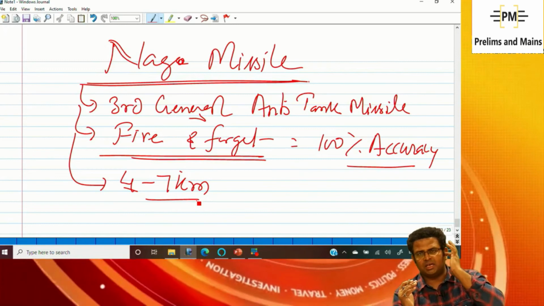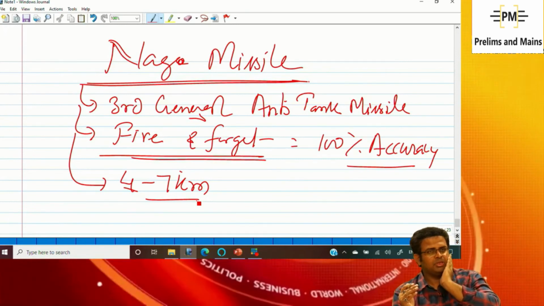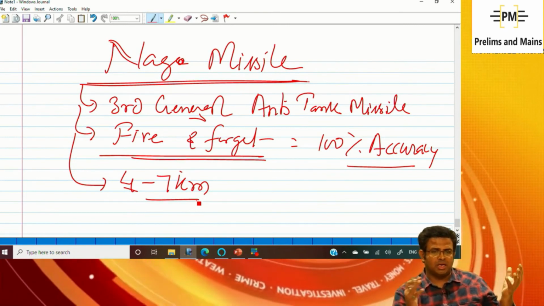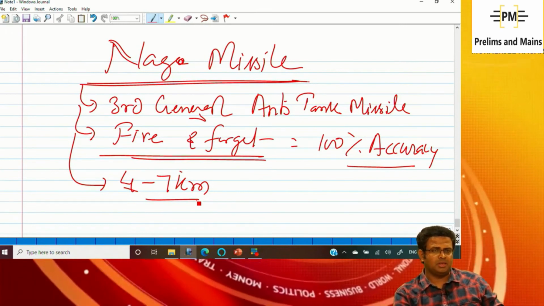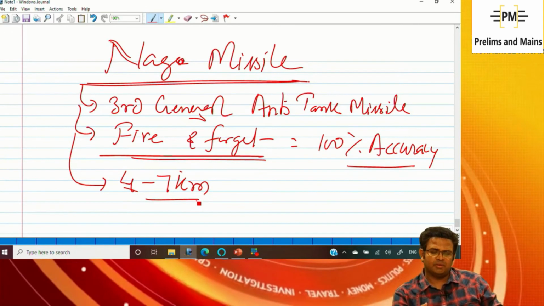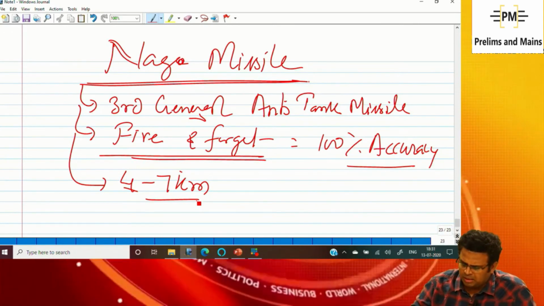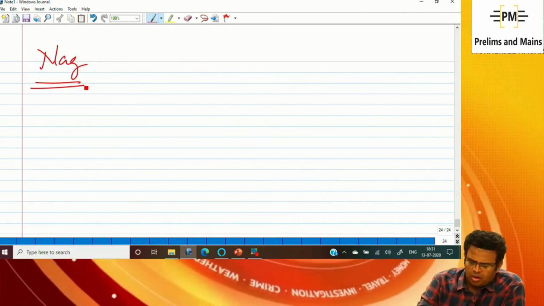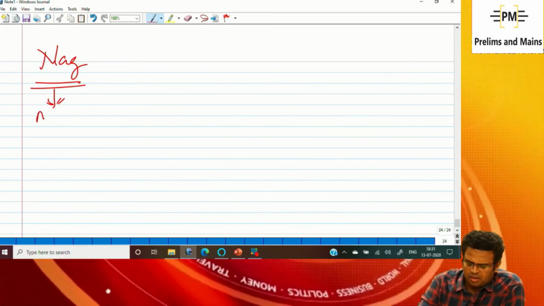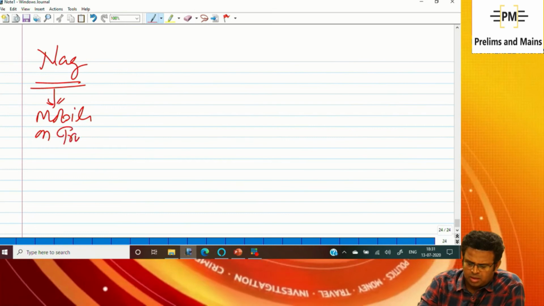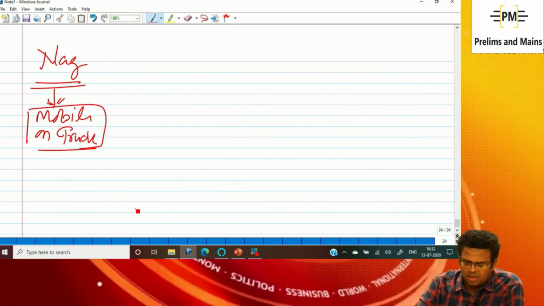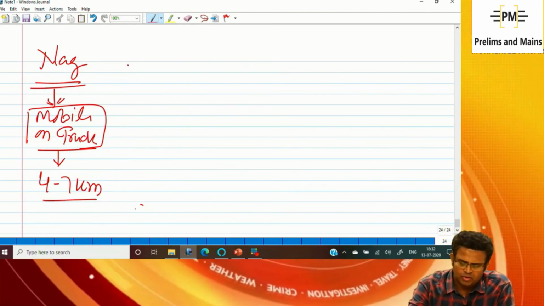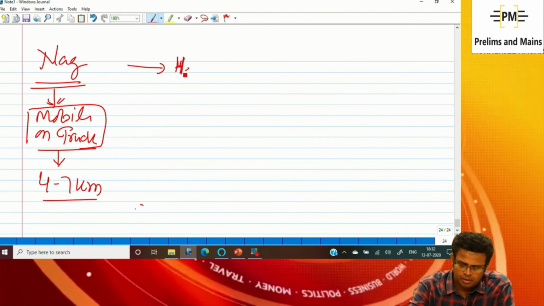Nag is an anti-tank missile, a third generation anti-tank missile, and it is very good. Pakistan has T-80 tanks, and India can easily target those tanks with the help of the Nag missile. It is carried on a mobile truck or some other vehicle, and the range is 4 to 7 kilometers. Now India has made a version for the Air Force, Helena.